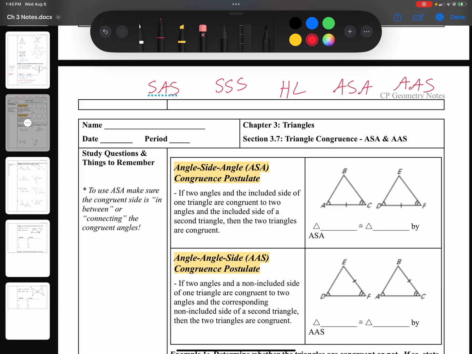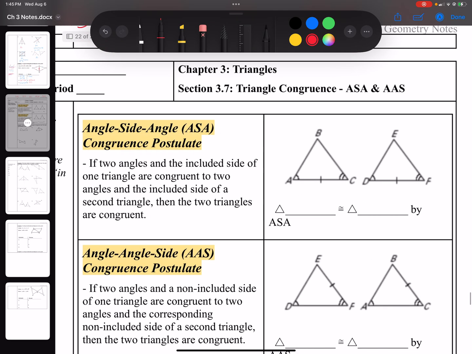These are all the shortcuts to show that two triangles are congruent based on a little bit of information. Because remember, other than that, the only way to know that two things are congruent is if you know that all the pairs of sides are congruent and all the corresponding angles are congruent as well. But triangles are special. If you know a little bit of information, you know they're congruent. So first is angle side angle.